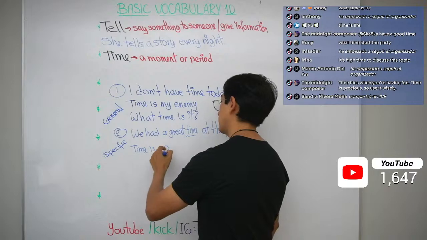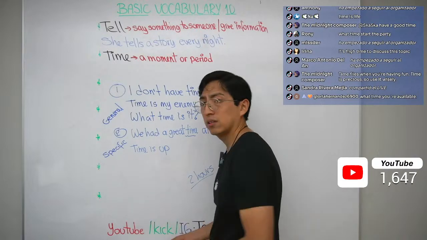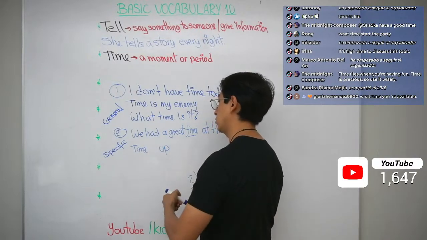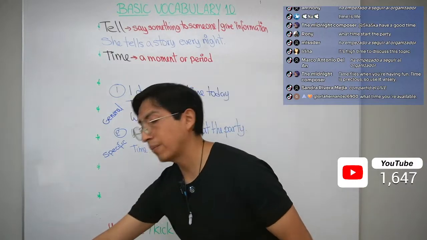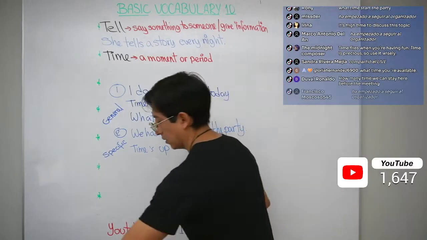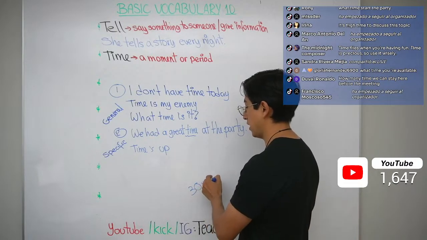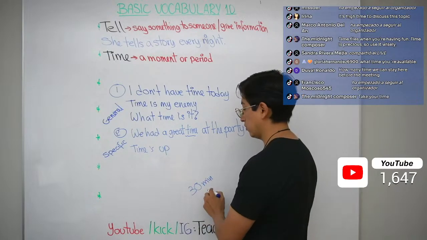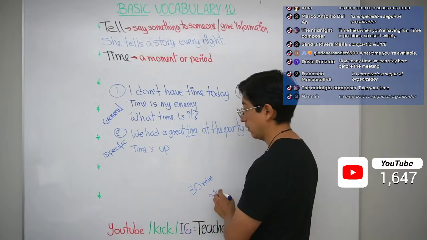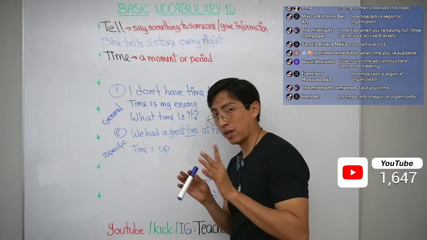Time is up. Or time's over. So what does it mean? We use this, time's up. I'm going to use it this way. Guys, your time's up means that, for example, if you were in an exam and your exam was 30 minutes. Imagine you had an exam that lasted 30 minutes. So when it was 31, the teacher said, time's up. Or time's over.